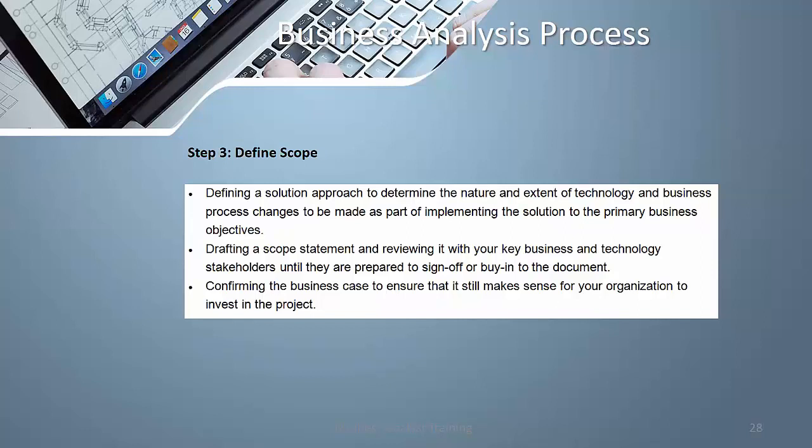Now, you draft a scope statement and review it with your key business and technology stakeholders until they are prepared to sign off. Okay. The first step is to identify the scope, and then you have to get your business stakeholders' sign off, their signature, making sure that they agree to what you have defined. Now this is key, because whatever further action you take, when you create the software and the solution, will be based on this.